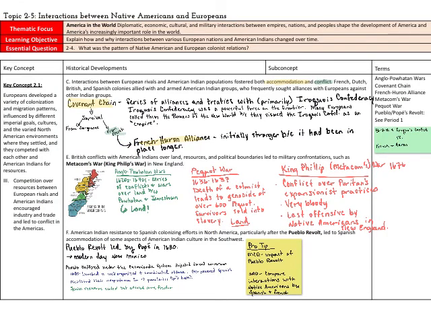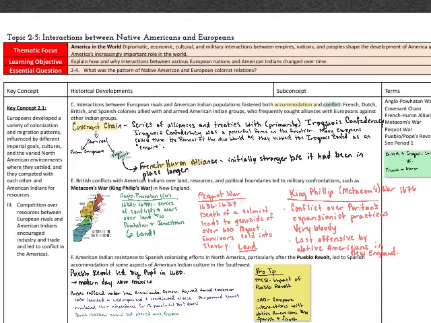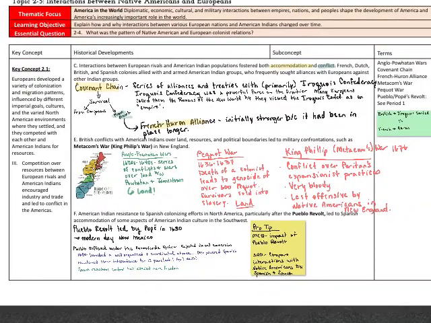All right, so moving on to topic 2.5, interactions between Native Americans and Europeans. I've not broken down these subtopics in the same way as I normally do. Really what I'm going to be focusing on are first the alliances that existed, the conflicts, and then an example of accommodation by the Spanish. So I didn't quite break these subtopics down the same way.